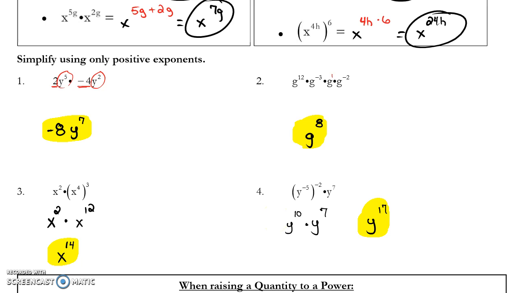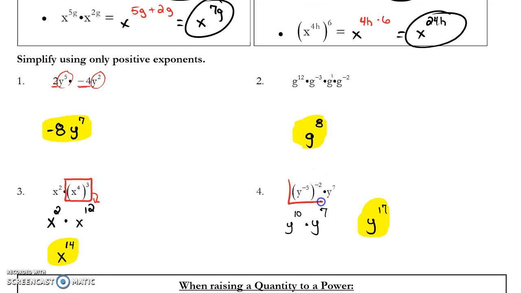3 and 4 we do have to do in 2 steps, because I do want to consider that I have to simplify this part here first. X to the 4th to the 3rd gives me my x to the 12th. Now I have two bases, I can add my exponents. So this is an example of combining the two properties listed above.